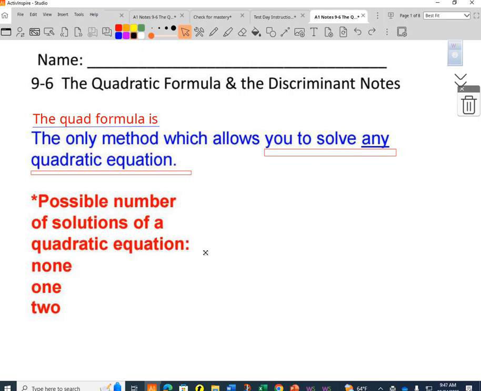Remember, no solutions does not mean 0, right? We could say 0 solutions, I guess, but that gets confusing. We want to think of it as no solution because 0 actually can be a solution for a quadratic equation. So we want to keep that word out when we're talking about the possible numbers of solutions.